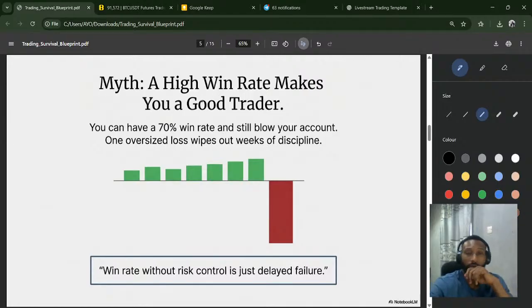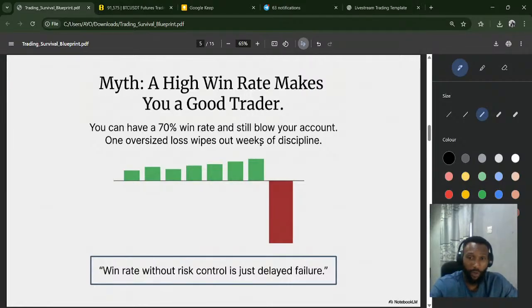Now here is this myth: a high win rate makes you a good trader. You can have a 70% win rate and still blow your account. One oversized loss wipes out weeks of discipline. So that is why you have to be a very disciplined trader. You can be having 70% win rates on all your trades.